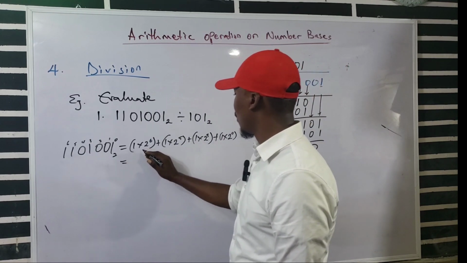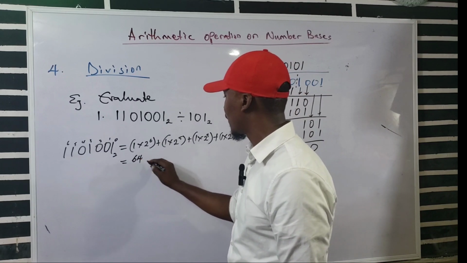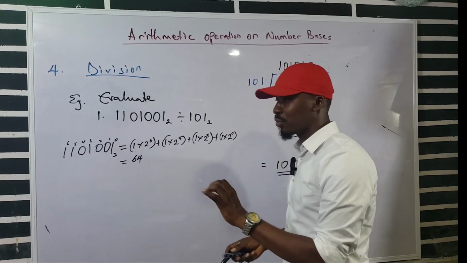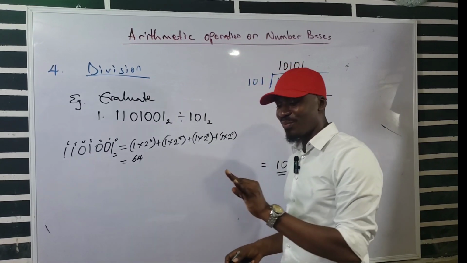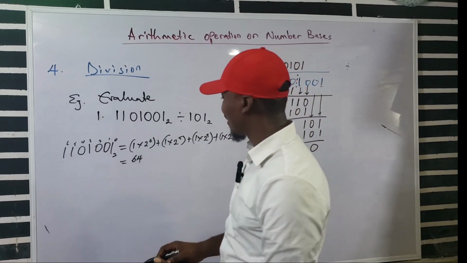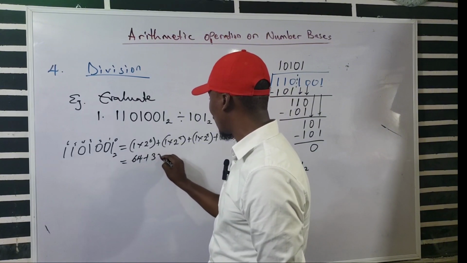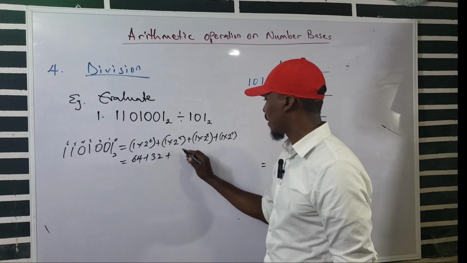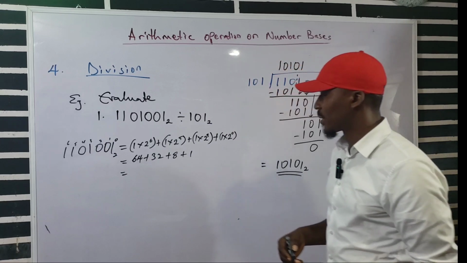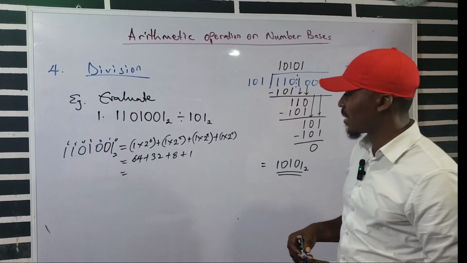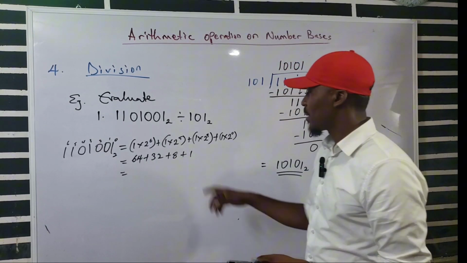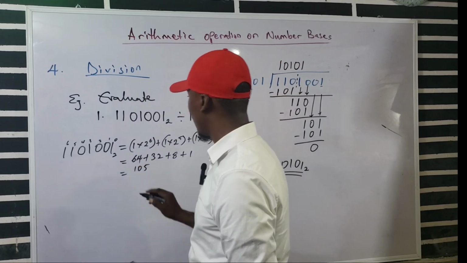So that will give me 2 to the power 6, that will give me 64. I think so. Let's find out. 2 times 2, 4. Times 2, 8. Times 2, 16. Times 2, 32. Times 2, 64. So this one will give us plus 32. This one will give us plus 8. And this one will give us plus 1. So 32 plus 64, that will give us 96. 96 plus 8, that will give us 104. Yes, plus 1, 105. So we have gotten this one.